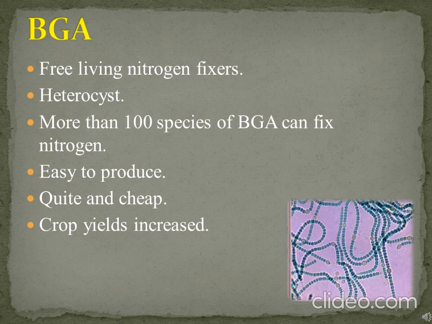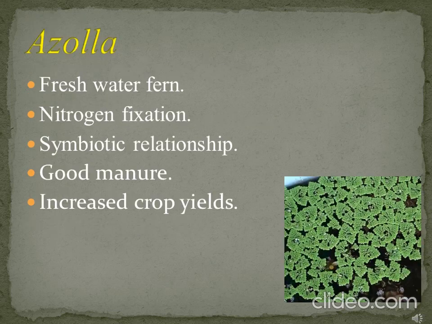Usually, their mass production occurs in a cement tank filled with fresh water. No special processing is required. It is quite cheap. Cost of 10 kgs may be 30 to 40 only. It is beneficial for certain crops like vegetables, cotton, and sugarcane. The next important algal biofertilizer is Azolla. I would like to conclude my discussion after telling about Azolla.